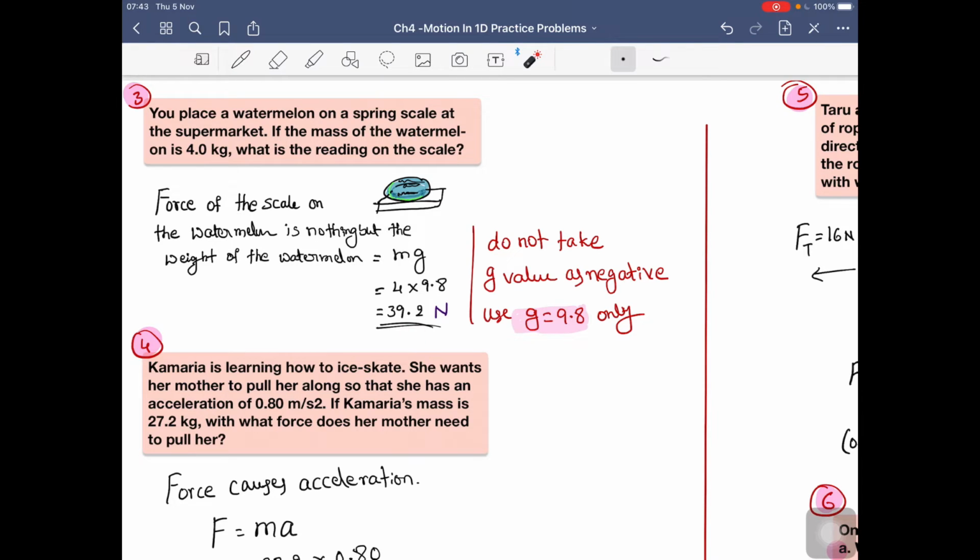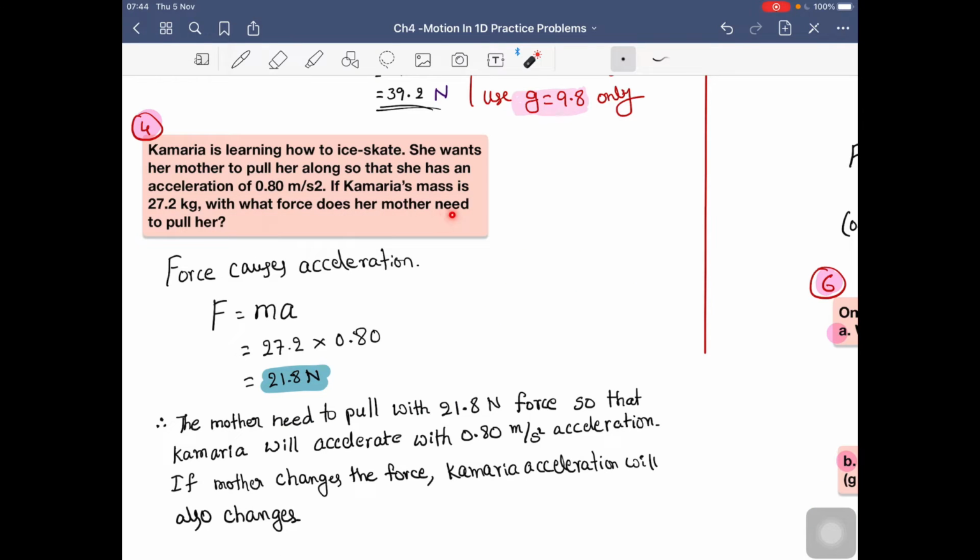We don't need to put the negative sign. We know that weight is in the downward direction. Whenever we deal with weight, we just consider the magnitude. The gravitational force is always downward, so we don't mention that. So what is the force the mother needs to apply on her child? The force by the mother on the child is equal to the mass of the child times the acceleration.